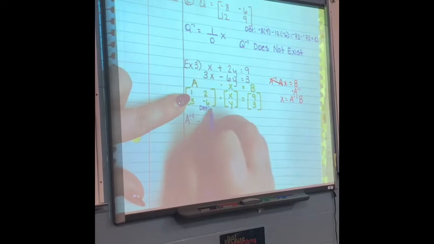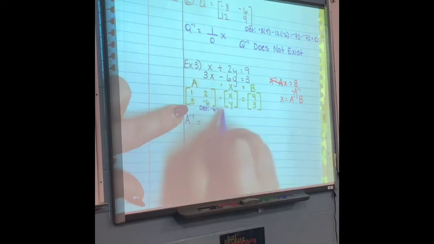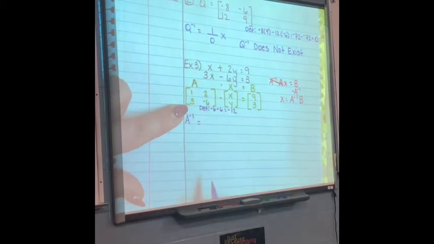1 times -6 is -6. Minus 3 times 2, which is 6, and that equals -12. Does everybody agree with that?